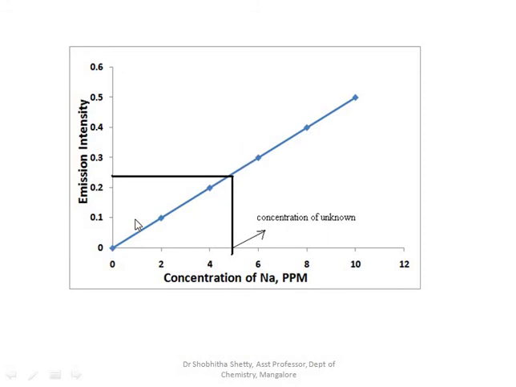emission intensity of solutions of known concentration, that is, different standard solutions have to be prepared first, then their emission intensity is recorded and a calibration curve is plotted starting from the origin. Then from the emission intensity corresponding to the unknown solution, we can easily identify the concentration of the unknown sample in the given solution. So this is the main application of flame photometry.